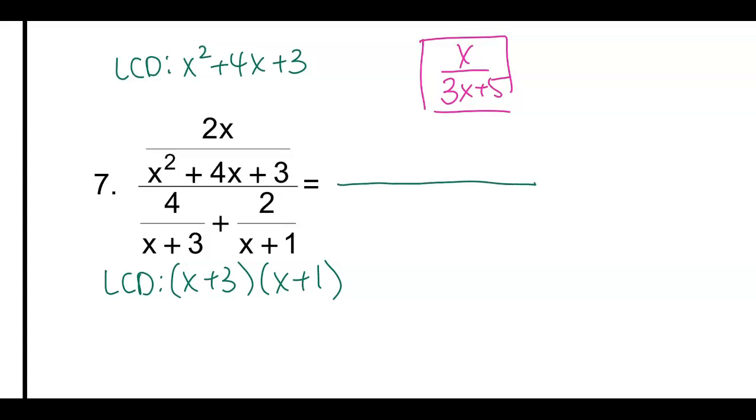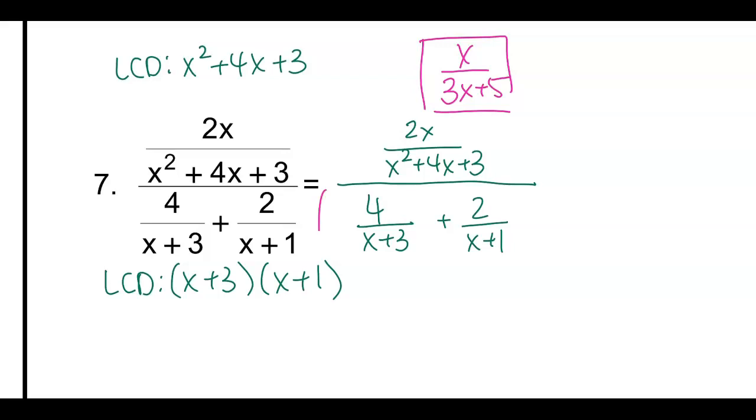So I'm going to go ahead and rewrite this. We'll have 2x over x squared plus 4x plus 3. That's fine as it is. Your other fractions, I'm going to rewrite. And then I'm going to multiply. So this first fraction, I'm going to multiply by x plus 1. And then the second fraction, we'll multiply by x plus 3.